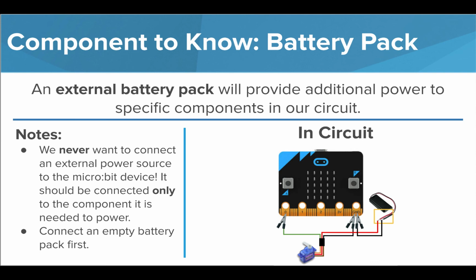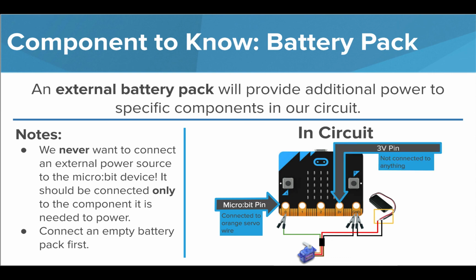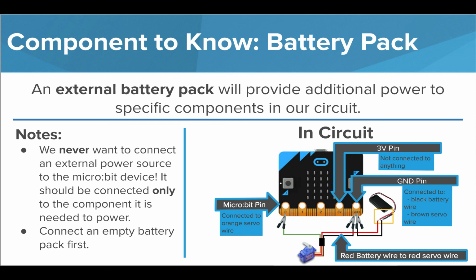Let's dissect the circuit we'll build in the upcoming exploration. The microbit pin, either 0, 1, or 2, will be connected to the orange servo wire. The 3-volt pin will be empty. Nothing should be connected here. The ground pin will have 2 connections, one to the brown wire of the servo motor and the other to the black wire of the battery pack. The red wire of the external battery pack will be directly connected to the red wire of the servo motor. You may want to revisit this slide when connecting your circuit in the next activity.